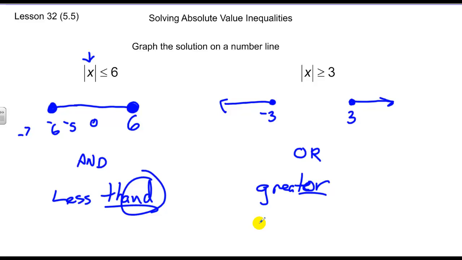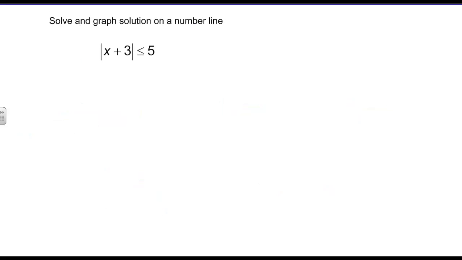Now, here's the deal. In each of these two, we really have two statements. We have the numbers less than 6, greater than -6, greater than 3, less than -3. So we're going to need to write two equations just like we did in our previous equality type problems.